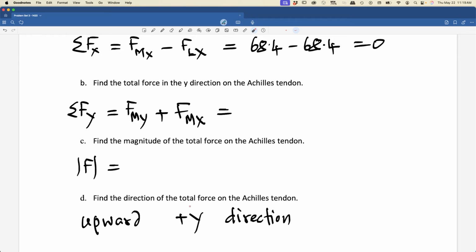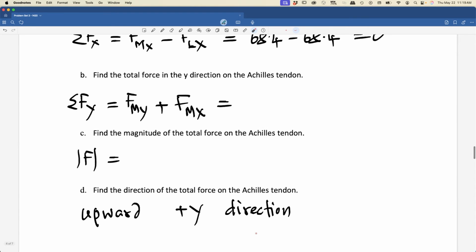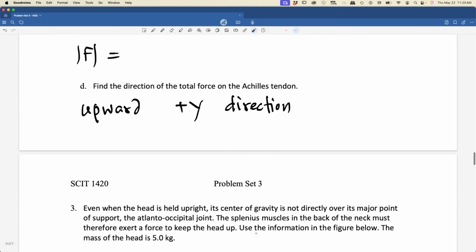Find the direction of the total force on the tendon. Oh goodness, that's in the y direction because there's nothing on the x direction. So that's question number 2. Let's move on to question number 3.